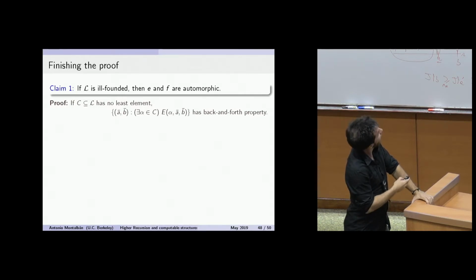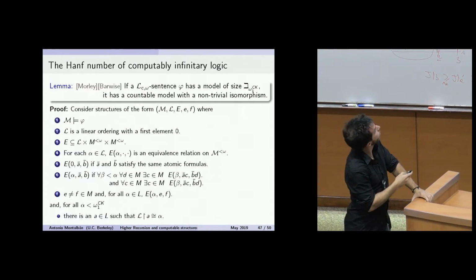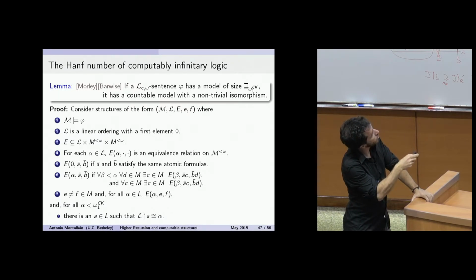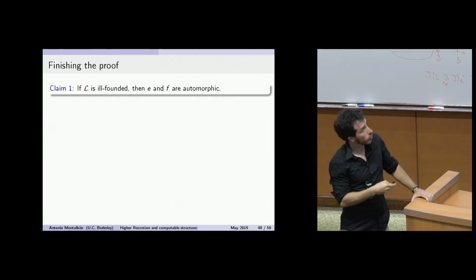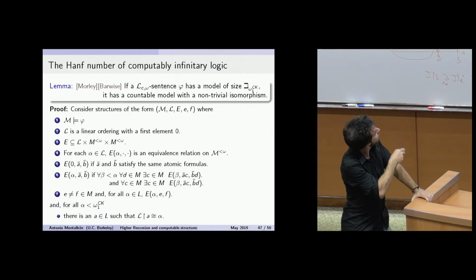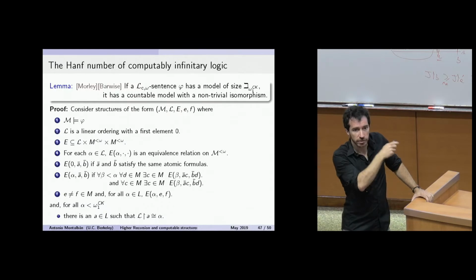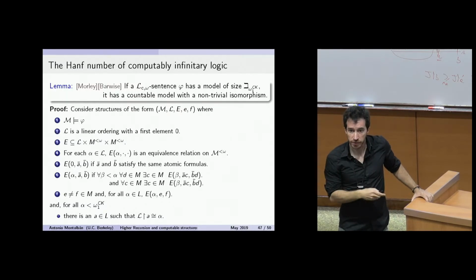Okay, so if we do that, then we get what we want, right? Because what we wanted was a model of phi, an M, which has a non-trivial automorphism. E and F are different, and they will be automorphic. So if we manage to make a model of all these things, where L is ill-founded, then we get an automorphism. We get what we want.